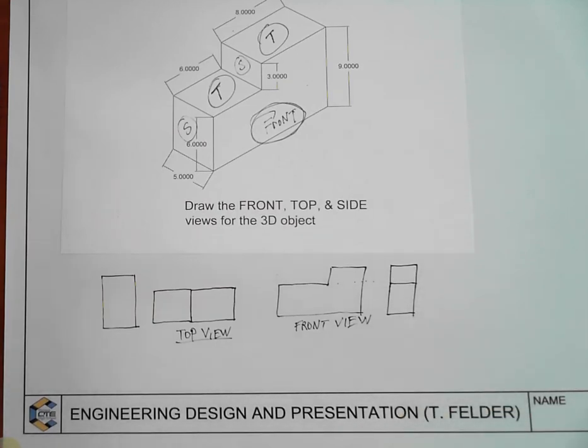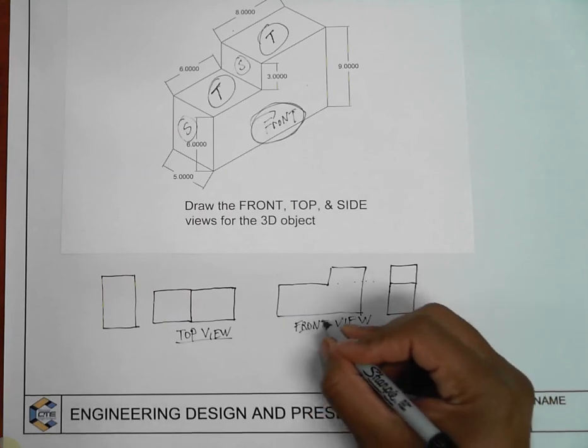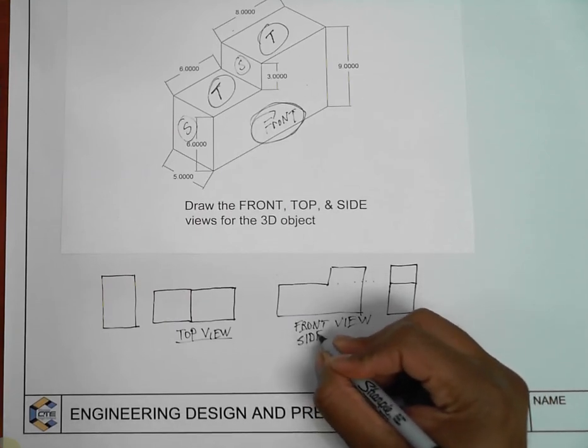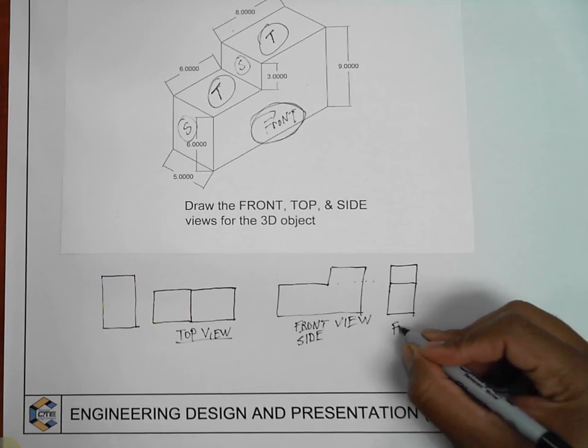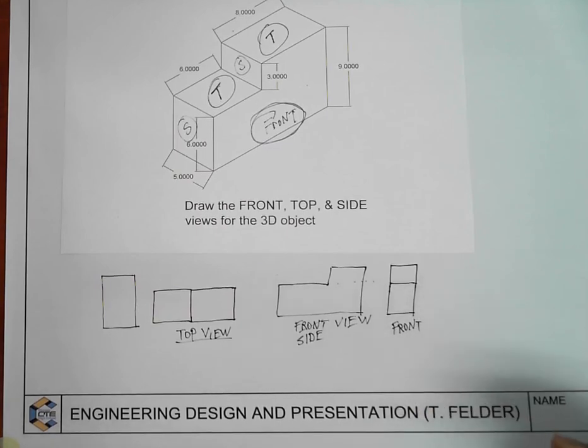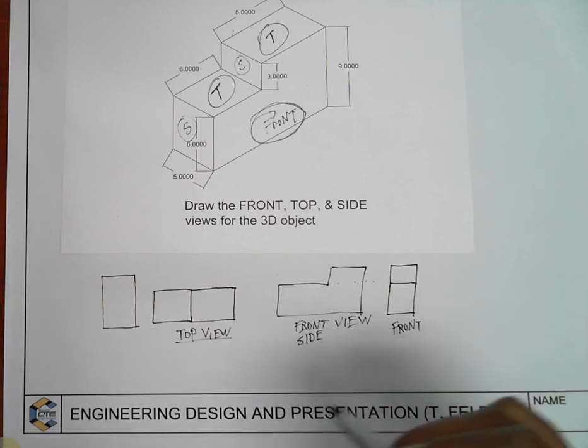Or if you want to switch it up, you can say that this can be the side view and this can be the front. Whichever one you feel is going to show the most information. Okay, so that's how we start to draw the different views.